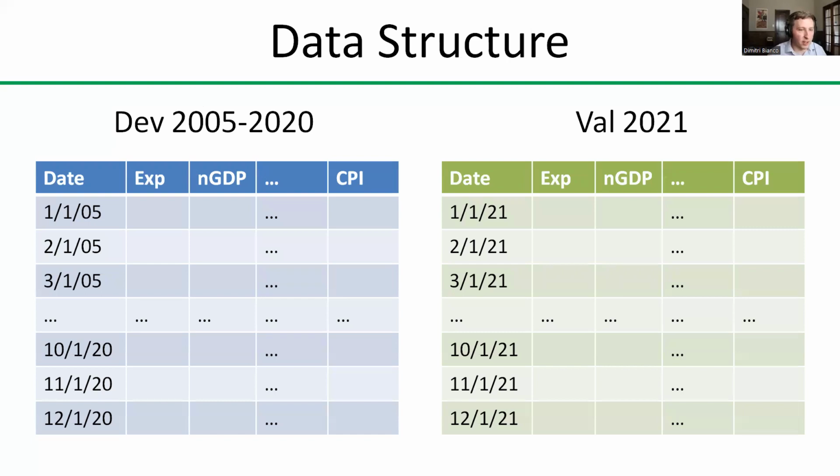Your data will look like this, though. It'll look nice and pretty. Typically, you'll have a column with all of the dates. On the left-hand side, we have, for example, your development data. It'll go from January 2005 all the way to December 2020. Again, this example is just monthly. And then you'll have your validation sample look the exact same, except it'll go from January 2021 to the end of 2021. Again, 12 data points.